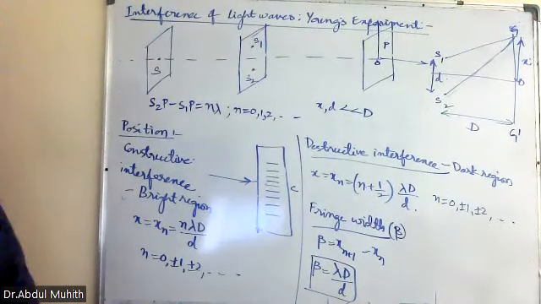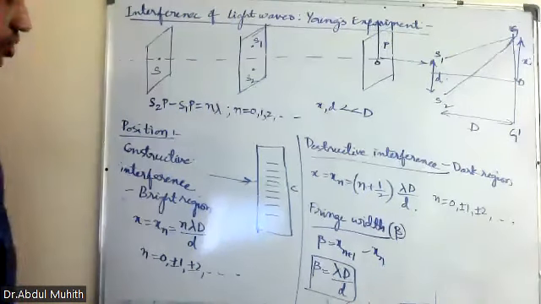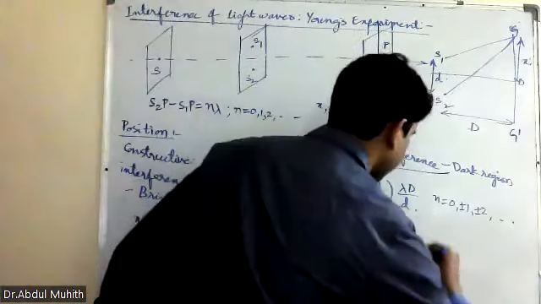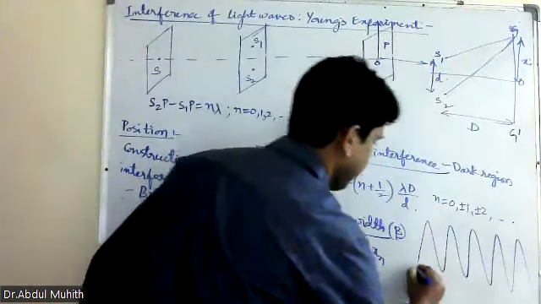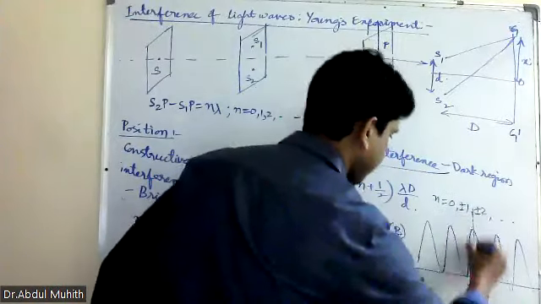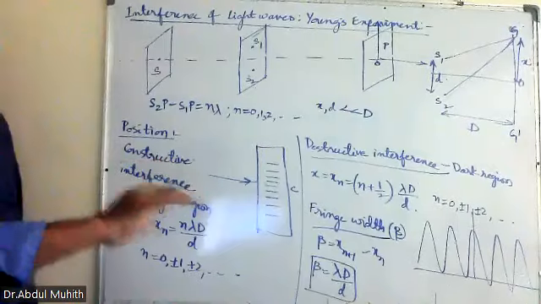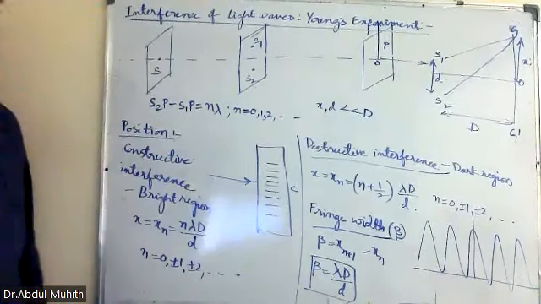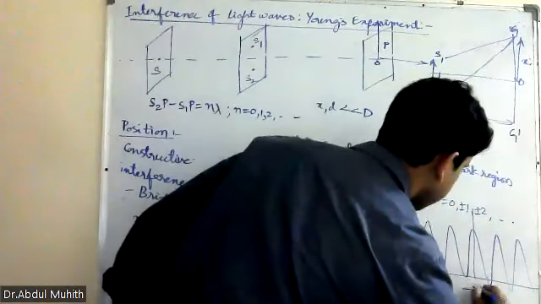And also I'll tell you how the pattern looks. If you draw the pattern, I'll just draw the interference pattern here. This is the interference pattern. All are having the same intensity, or same amplitude, I mean. Now here, what is this? This is path difference.